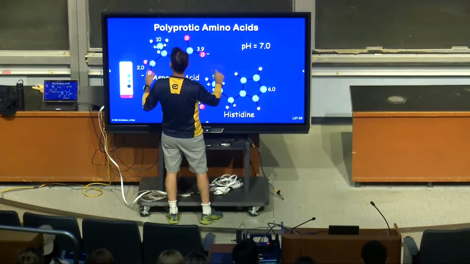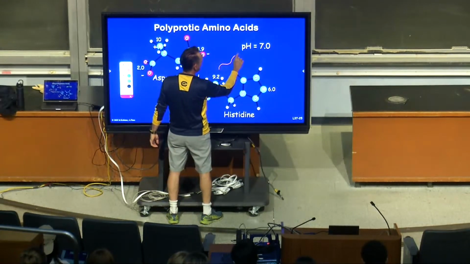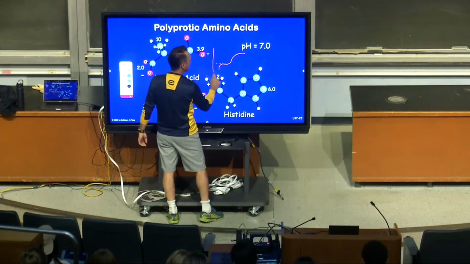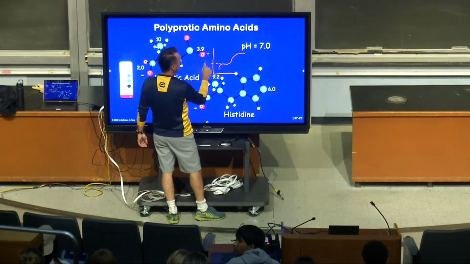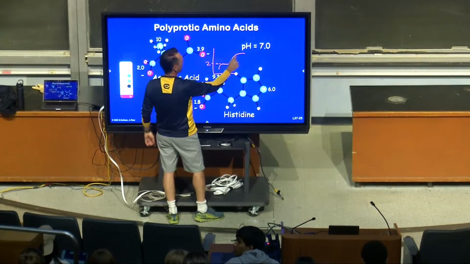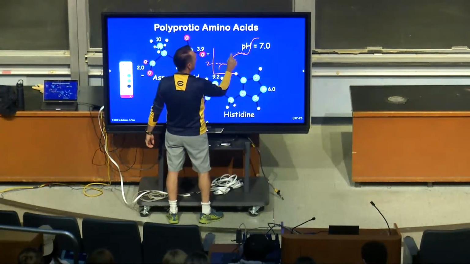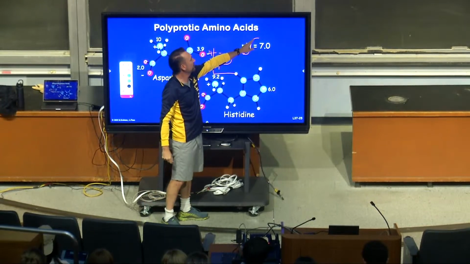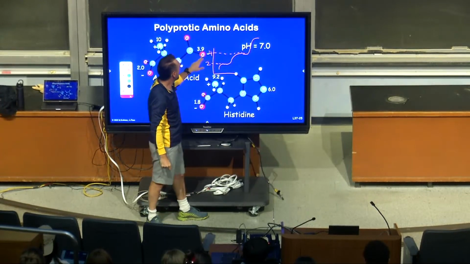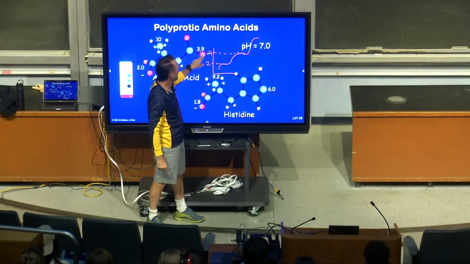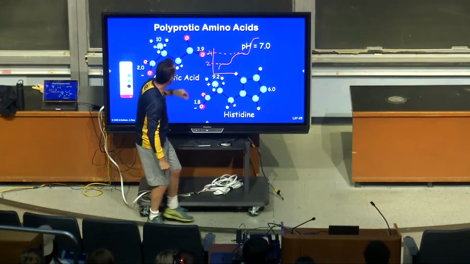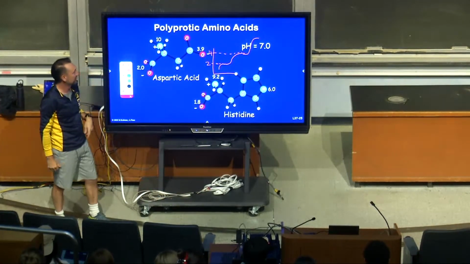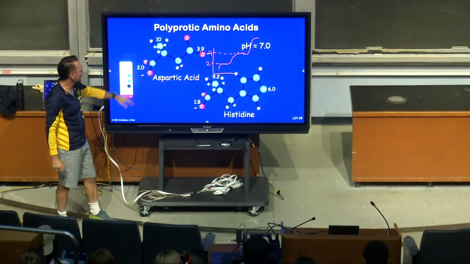Your titration curve has a pKa of 2 and a pKa around 4, but you're way up here at pH 7. So you're at the basic form of this. The proton is removed, and you're at the basic form. The protons are all removed.